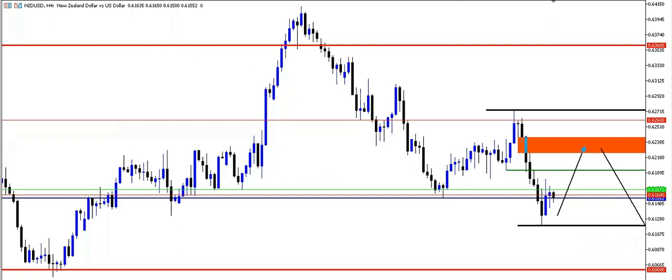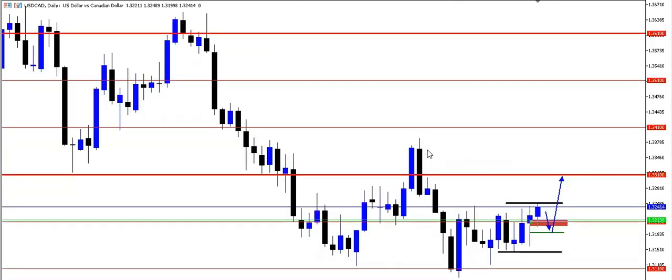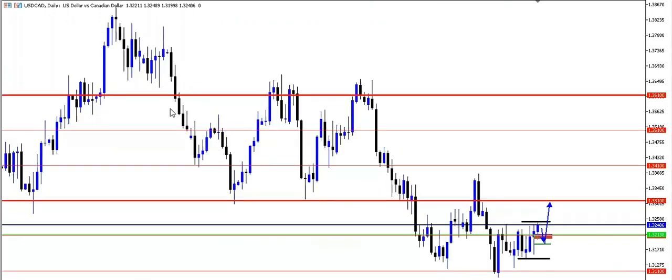Yeah, next on the list we have USD CAD. What is USD CAD doing? Okay, this is daily. From here we can also see a shift of structure to the upside, because price was going down, then price broke down. Then if you notice, this is clearly a range. Price is still in a range.